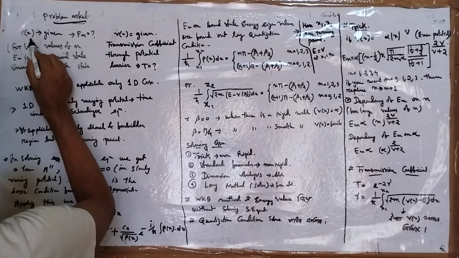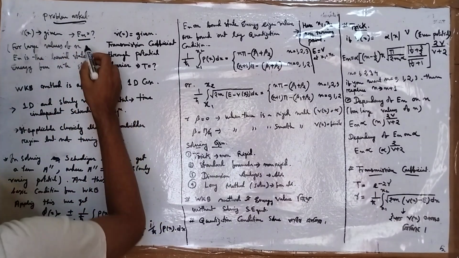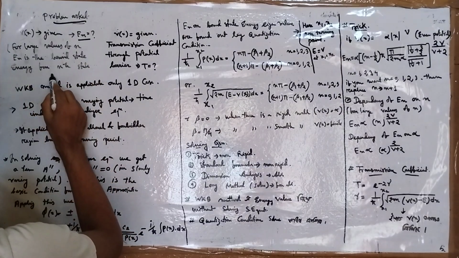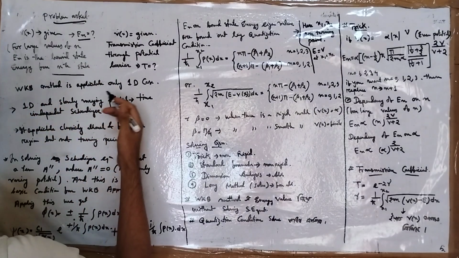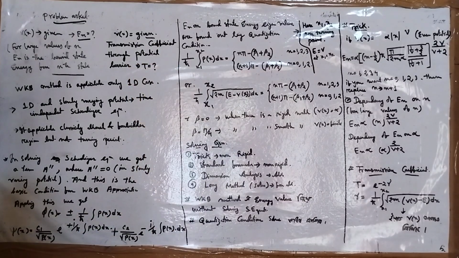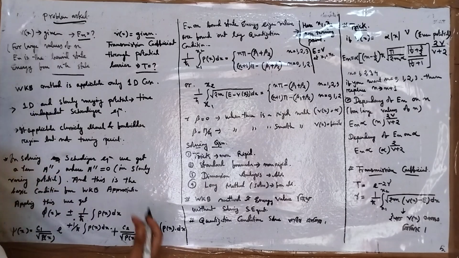First they will give you V(x), then they will ask for the energy value of the nth state, what is the energy for the nth state. For large values of n, En is the bound state energy for the nth state. En should be the bound state energy, and V(x) is given. They could also ask for the transmission coefficient through a potential barrier. So they would ask for the value of T.